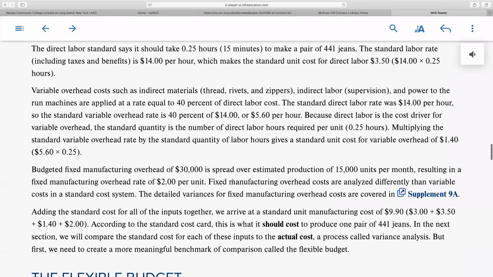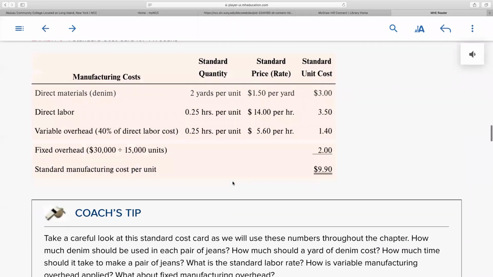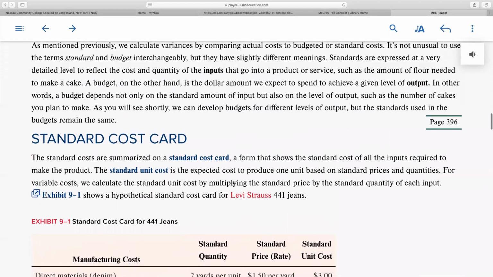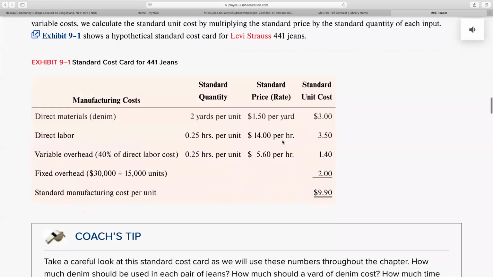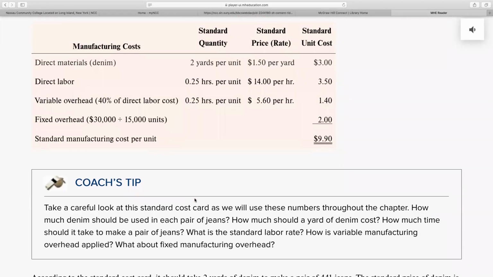Okay. Now, when we make budgets, we have an ideal standard, which we call a static budget or a master budget. And in that master budget, we are making an assumption, not only about these costs, but how many pairs of jeans we intend to make. So in this example, we intend to make 15,000 pairs of jeans. So those numbers would go into what you call the master budget or the static budget. One level of activity, 15,000 pairs of jeans.